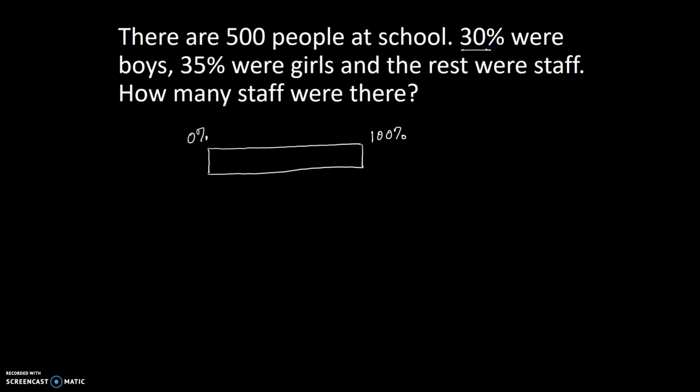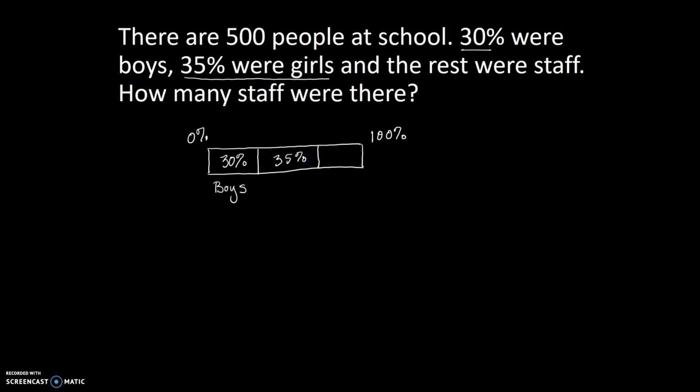So I'm going to look at that 30% and I'm going to say to myself, well, that's a little bit less than a third. So I'm going to mark on my bar model right here, just a little bit less than a third, and I'm going to label it. That's 30%, and that section represents boys. I'm going to look here and see that 35% were girls. That's just maybe a little bit more than a third. So I'll mark it like that.